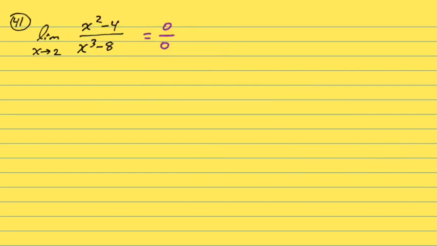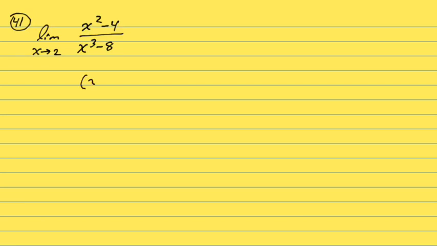So if I put in a 2, I get 4 minus 4, which is 0, over 8 minus 8, which is 0. Always try direct substitution first. Because it gives you 0 over 0, then you might take one of the approaches. One of the techniques is factor cancel.